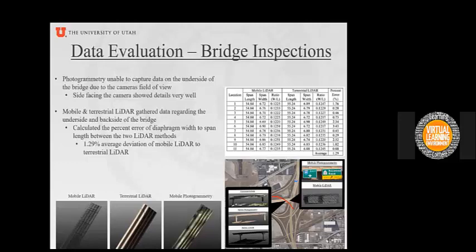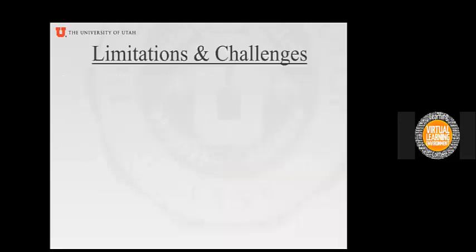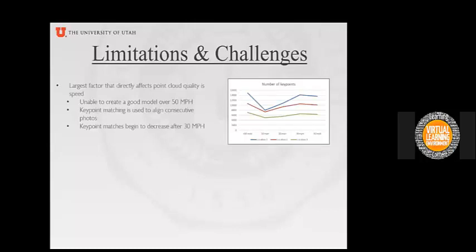So let's talk a little bit about some limitations and challenges that we encountered throughout the duration of our research. The largest factor that we found directly affecting point cloud quality is speed. We were unable to create a good model over 50 miles an hour. As you pass 30 miles an hour, your key point matches begin to decrease. And that's what this little graph is showing right here. What we did was we did one section of road at speeds less than 10 miles an hour all the way up to speeds of 50 miles an hour. And we did a key point analysis at different locations of these models, at different speeds, to see what type of key point matching we're getting.